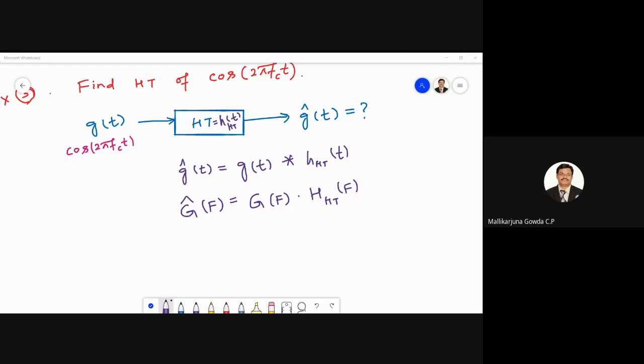The Fourier transform of cosine of 2 pi fct should be on the tip of your tongue.